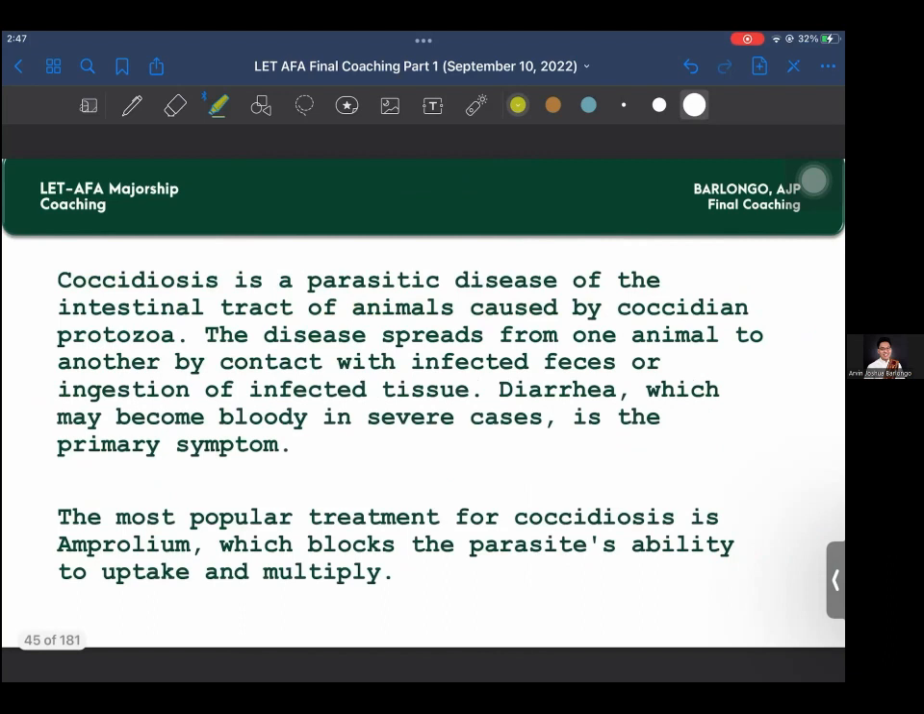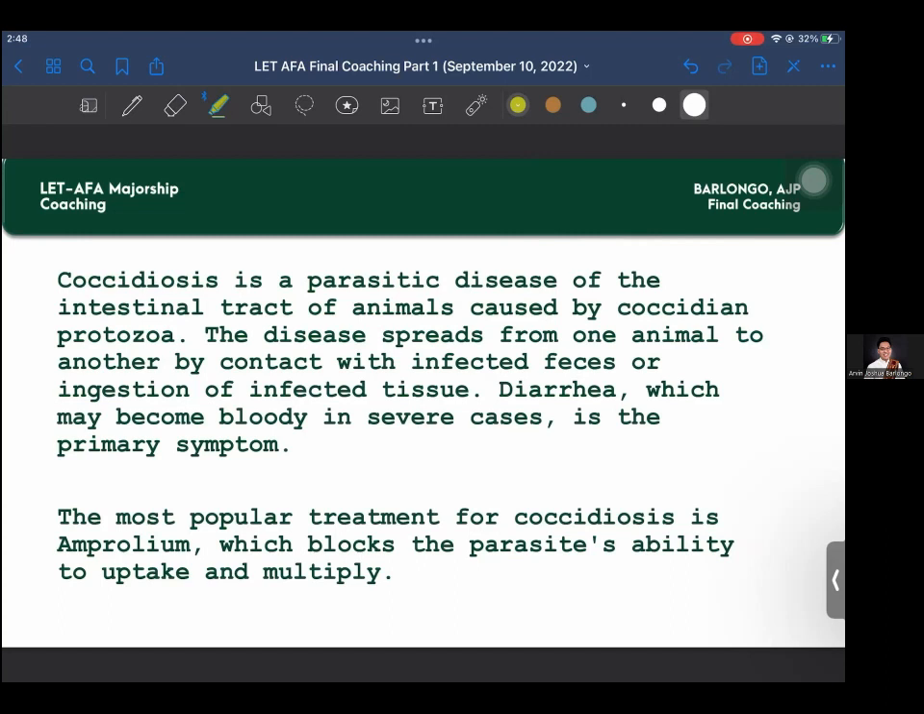Okay? Coccidiosis is a parasitic disease, once again, of the intestinal tract of animals caused by a coccidial protozoa. So it is again caused by a protozoa. This disease spreads from one animal to another by contact with infected feces or ingestion of infected tissue. The most popular treatment for coccidiosis is amprolium, wherein it blocks the parasite's ability to uptake and multiply.